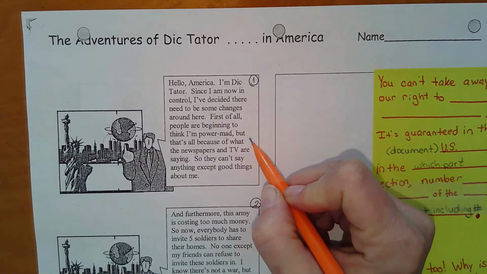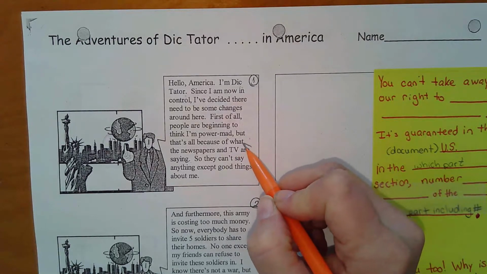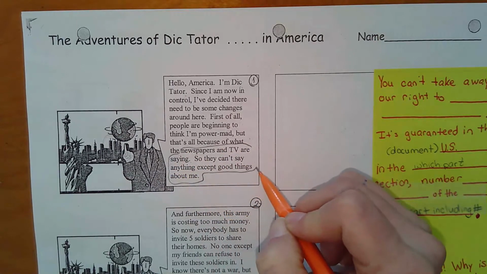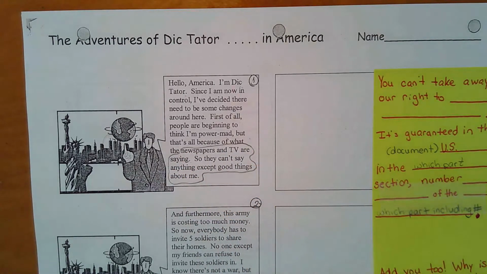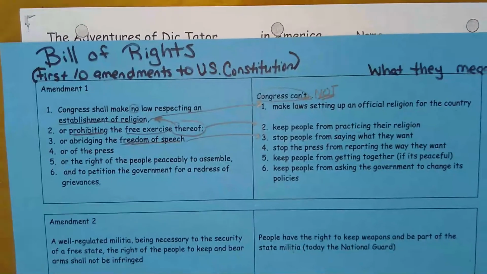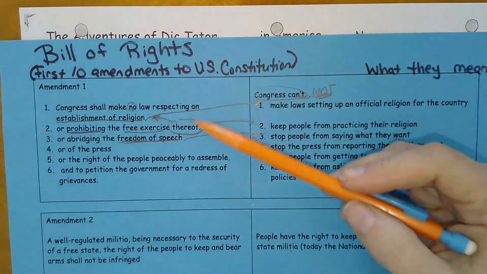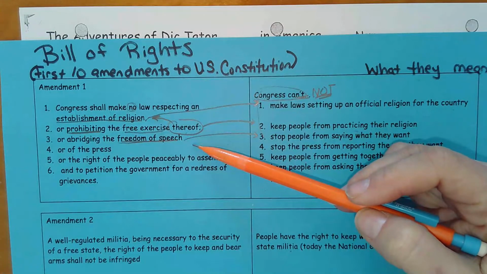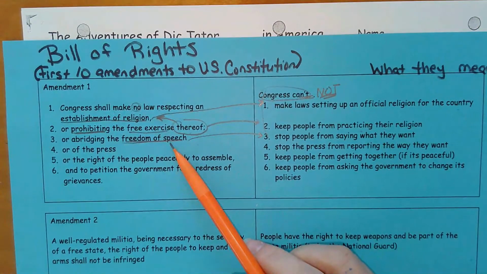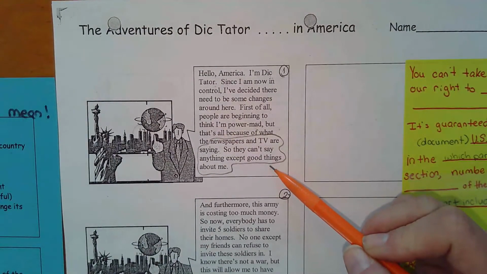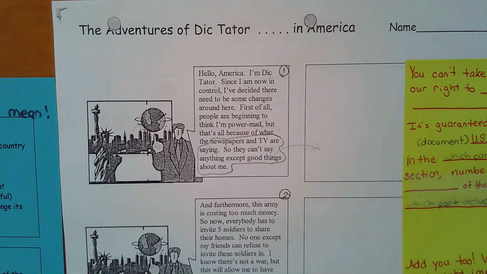So his main idea here is that newspapers and TV are saying things about him he doesn't like, so he is going to tell them to stop the reporting that he doesn't like. What we need to do is look and see if in the First Amendment we have talked yet about that. We've talked about freedom of speech, but we haven't specifically talked about reporters. So you do not need to do box number 1 today.